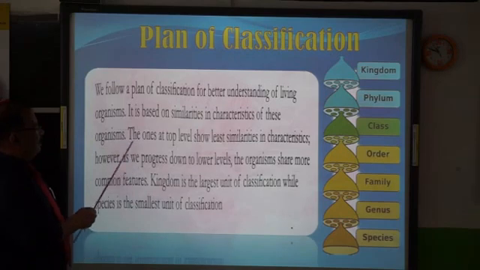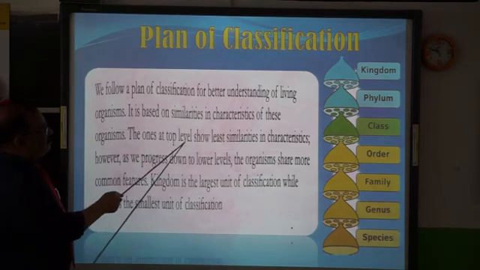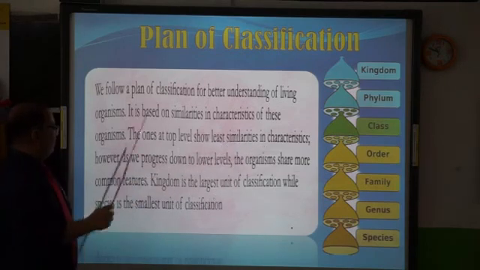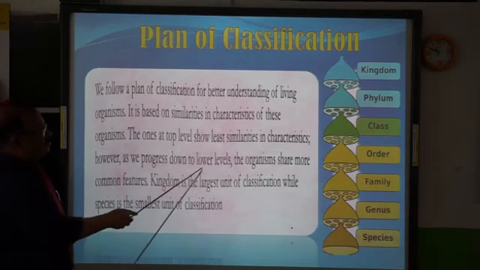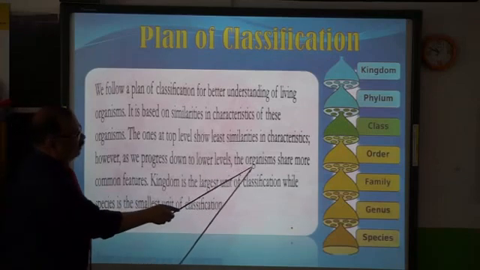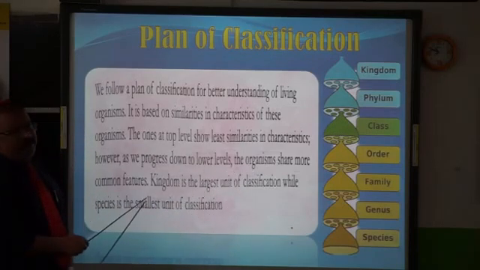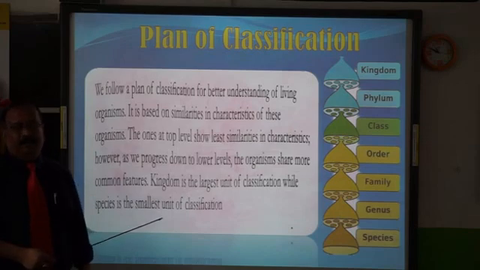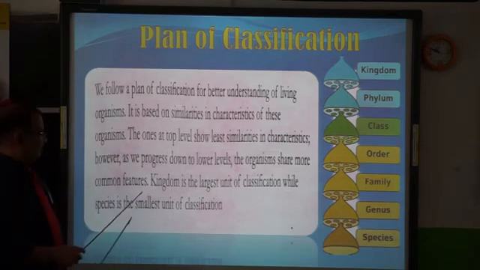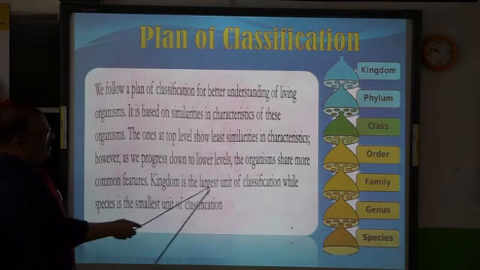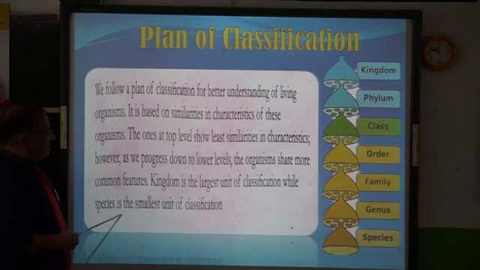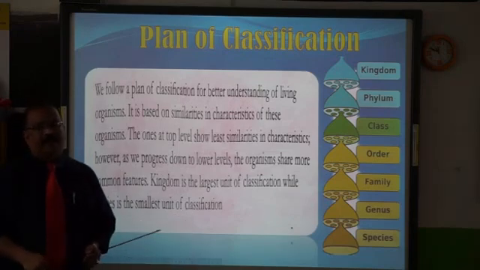So the ones at the top level show least similarities in characteristics, very few. However, as we progress down to the lower levels, the organisms share more common features. So in a species you will have more common features. They are very similar to one another. Kingdom is the largest unit. You can see there, kingdom is the largest unit, while the species is the smallest unit of classification.